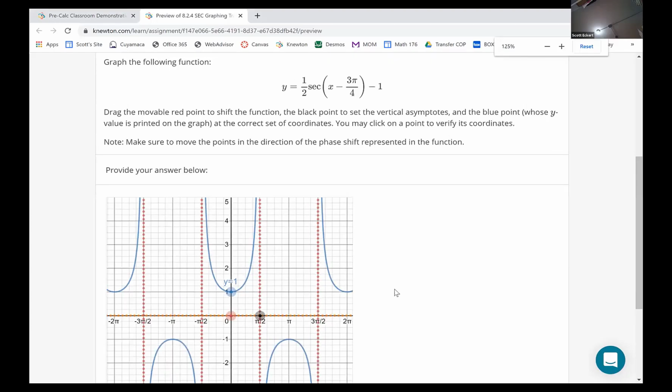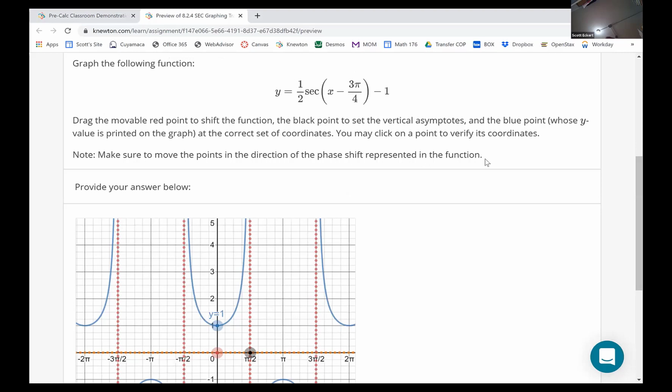I'm here. All right, good. I want to practice a little bit more with secant and cosecant. But this time I want to practice with Desmos. I mean, not with Desmos, with Newton. Okay. All right. So we're going to do the same thing, except we're going to do it in Newton.